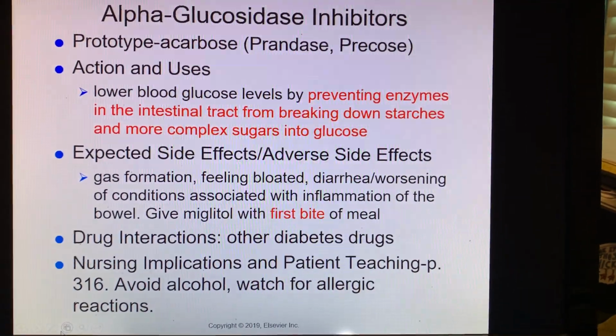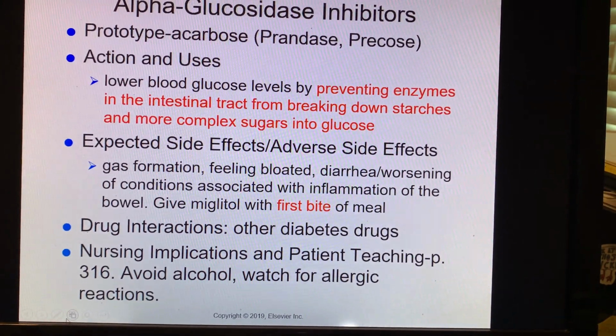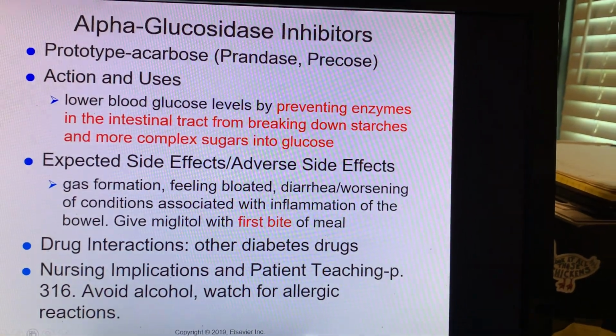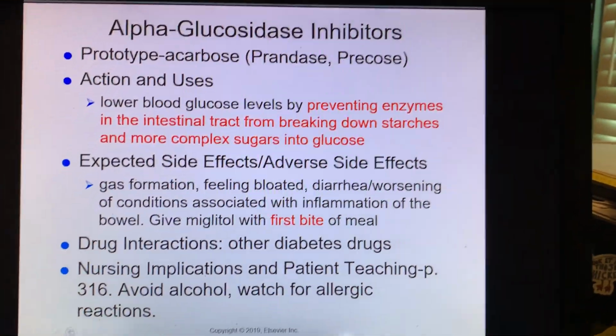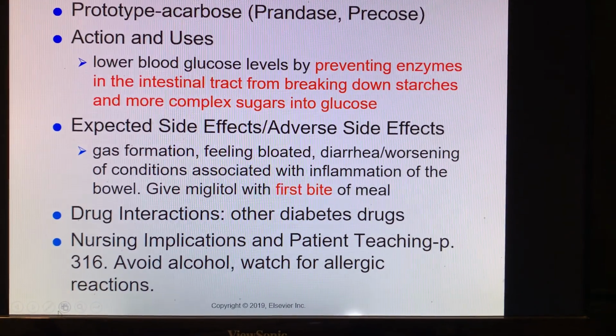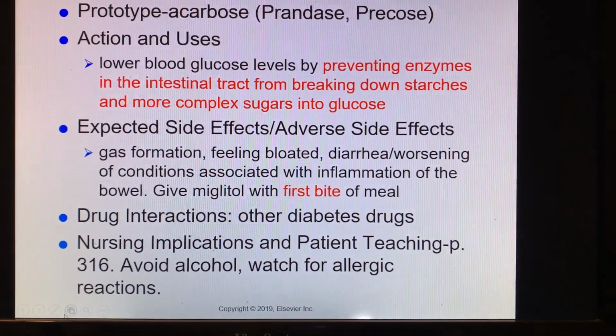And our prototype drug is acarbose, and you see that as the first one listed, and it can go by Prandase or Precose. And this works to inhibit enzymes that break down starches.